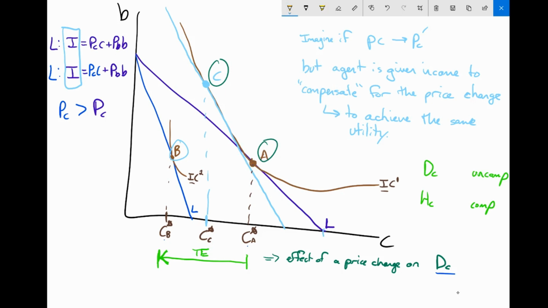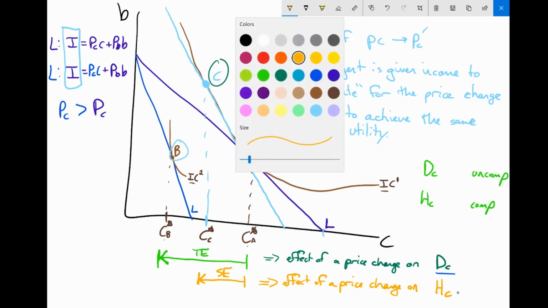Let's do orange. Substitution effect. We call this a substitution effect. The substitution effect is the effect of a price change on the compensated demand curve. Well, why is that? Well, I think we can see it pretty clearly.